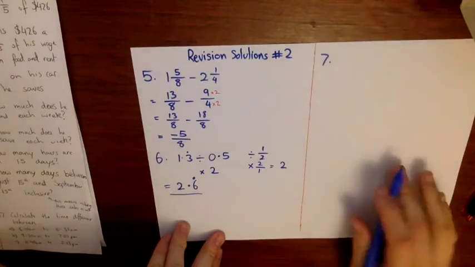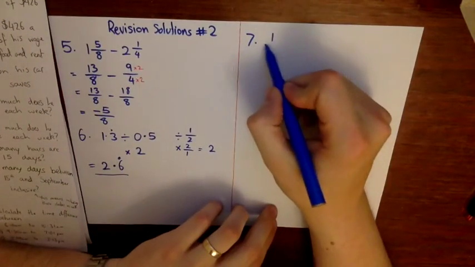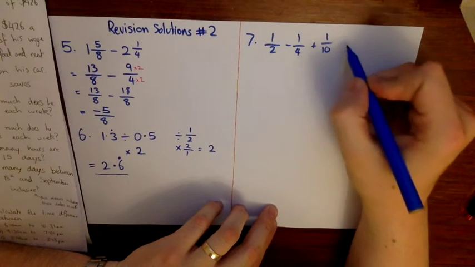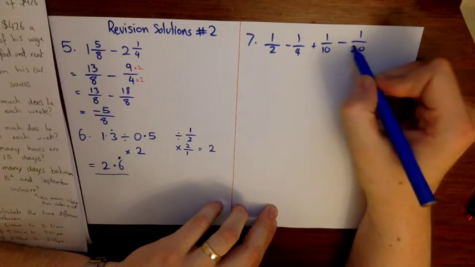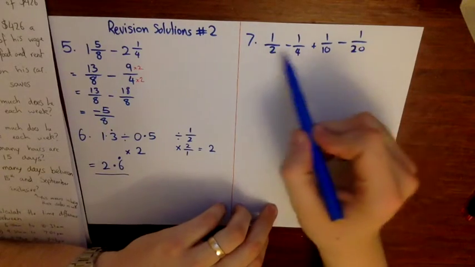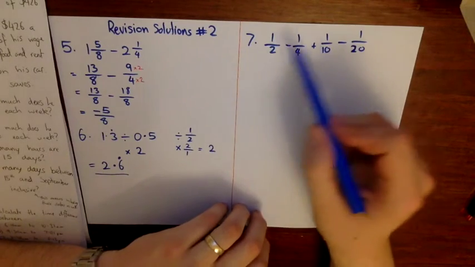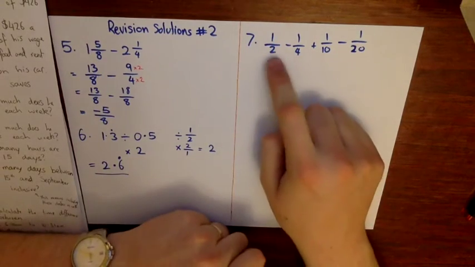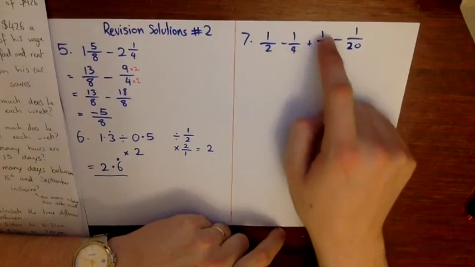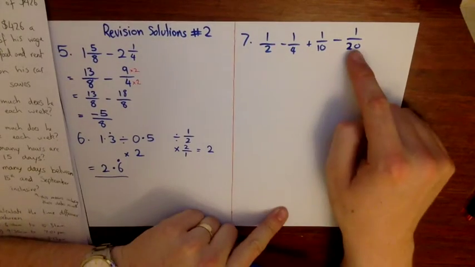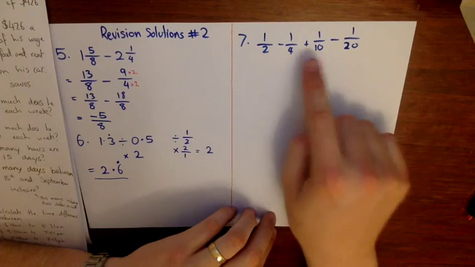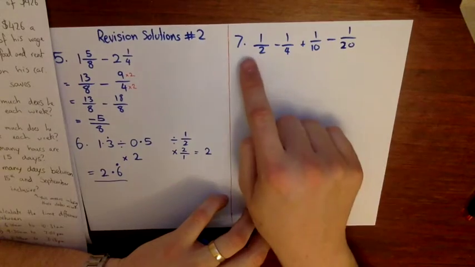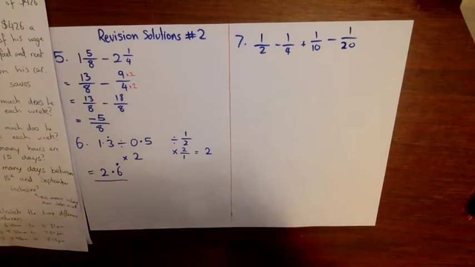Question 7. 1/2 minus 1/4 plus 1/10 minus 1/20. Now, because we're doing addition and subtraction with our fractions, we need to make sure the denominators are equal. Instead of doing them stage by stage and doing these ones and then those ones and then those ones, let's change all of them to be a common number, since by looking at these I can recognize that all of these numbers can be multiplied to give 20. So let's change all our denominators to be 20 to save us a bit of time.